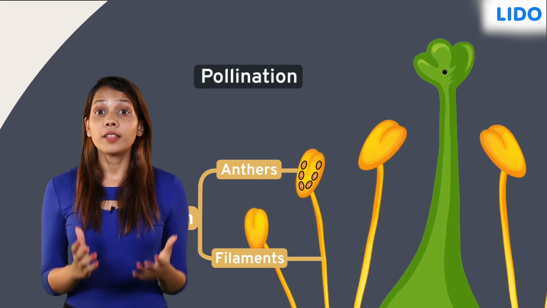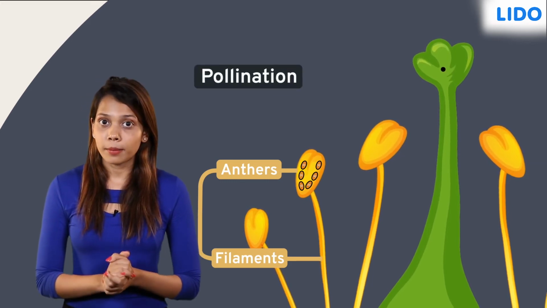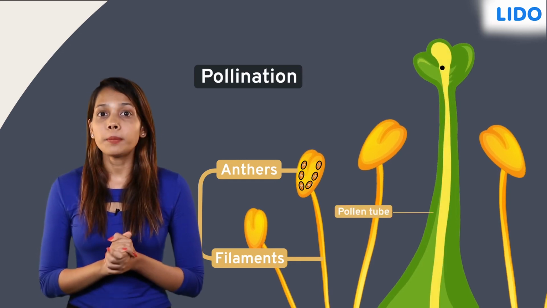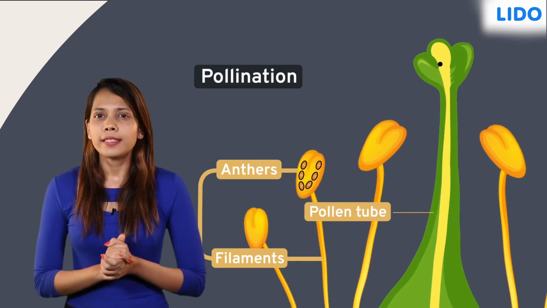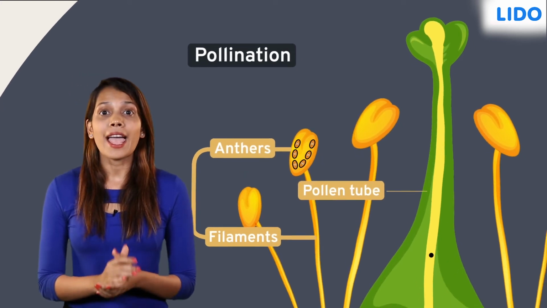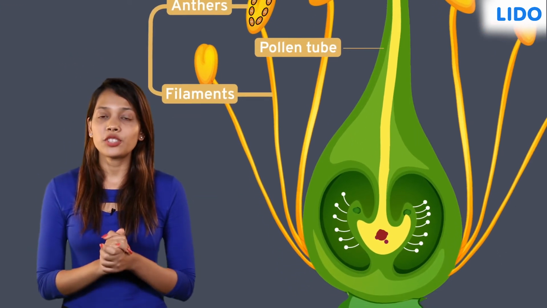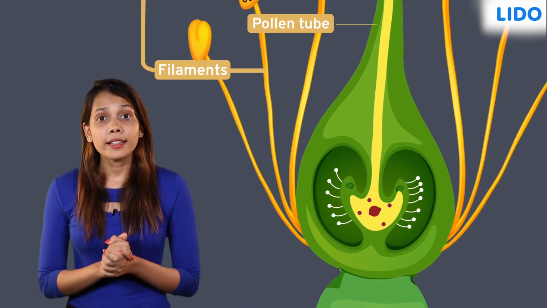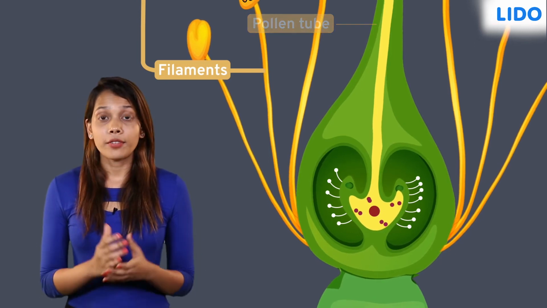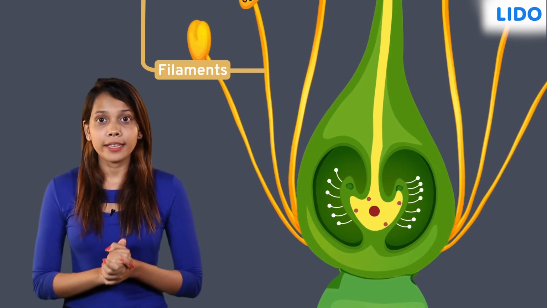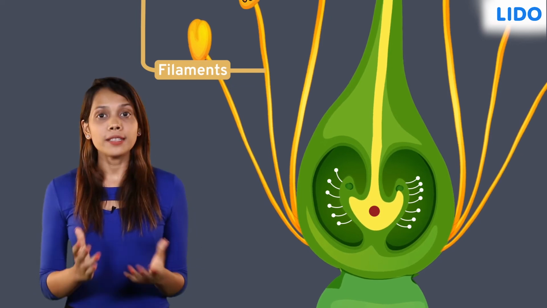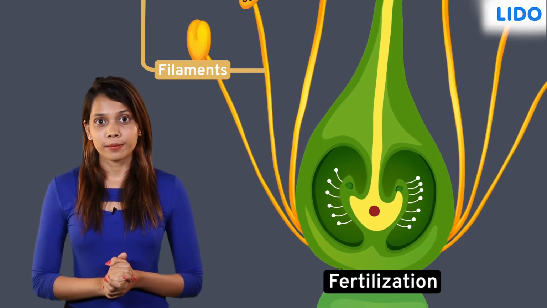During pollination, the pollen grain lands on the stigma and a thin tube called the pollen tube grows. This tube penetrates the stigma and extends through the style to reach the ovary. In the ovary, the male gametes are released and they fuse with the female gametes in the ovule. This process is called fertilization.